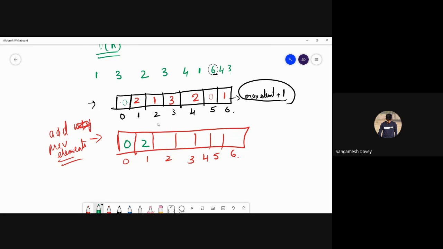Now, what is 2 plus 1? I'm doing summation. What is 2 plus 1? 3. 3 plus 3. 6. 6 plus 2. 8. After this? 8. Here is where the catch comes.